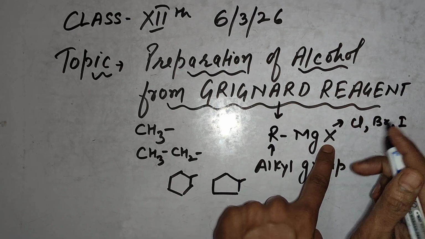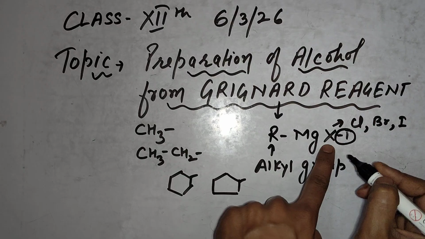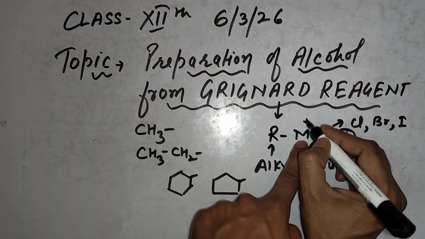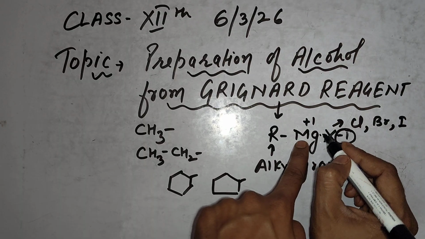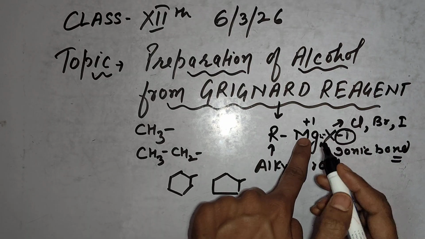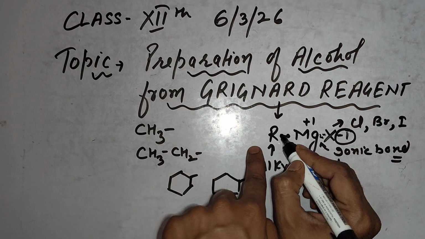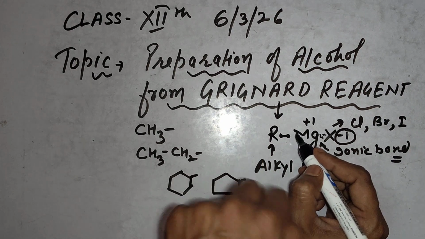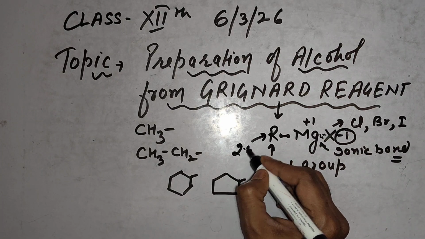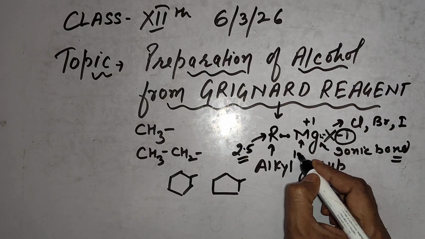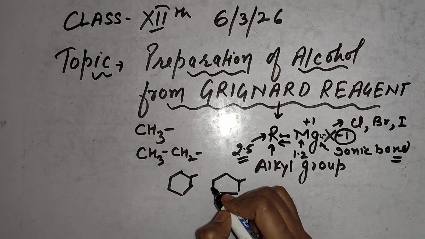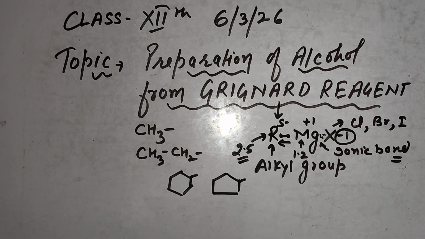Why I am calling them halides? Because here X is carrying complete -1 charge. That's why I am calling them halides: chloride, bromide, iodide. Mg is carrying complete +1 charge. Between Mg and X there is an ionic bond. And between R and Mg there is a covalent bond, means 2 electrons are present between them and they are getting shared. We know in R carbon is present and carbon electronegativity is 2.5 and magnesium electronegativity is 1.2. So due to higher electronegativity of carbon, electrons are more toward carbon side. That's why carbon is partially negative here.